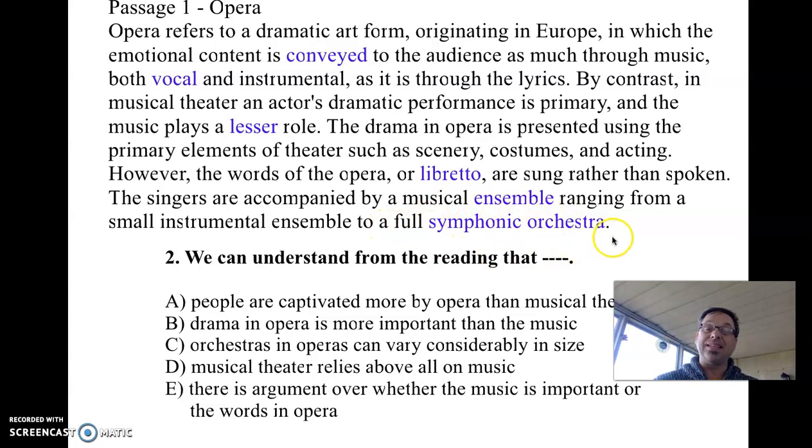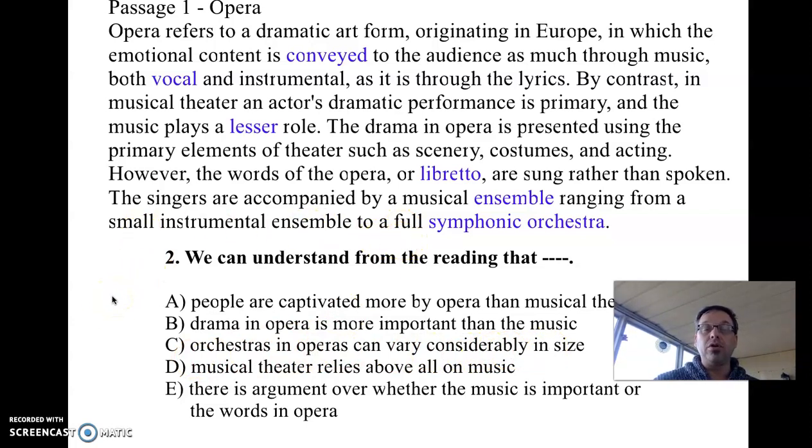Now, you may not know what this is, right? And these are not necessarily helpful words outside of the text. But a range from something that's small, we can guess here, full means something that is big, right? So orchestras and operas vary considerably in size, small to big, okay?